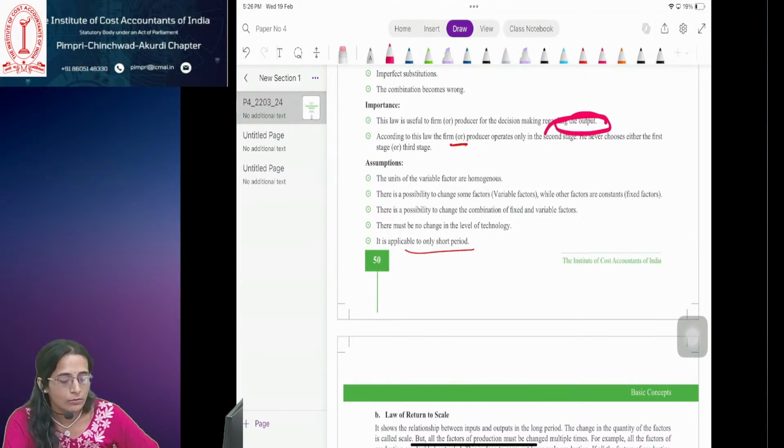Okay. Now can you tell me, we have 3 stages. We discussed, right? 3 stages. Stage 1, stage 2, stage 3. So, which stage will the producer use in the short run to determine the level of output? Why? Any idea?